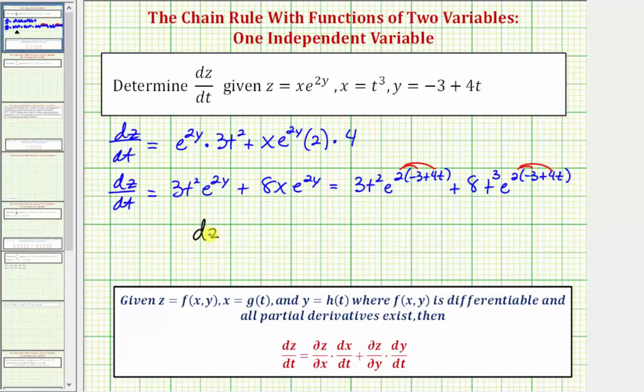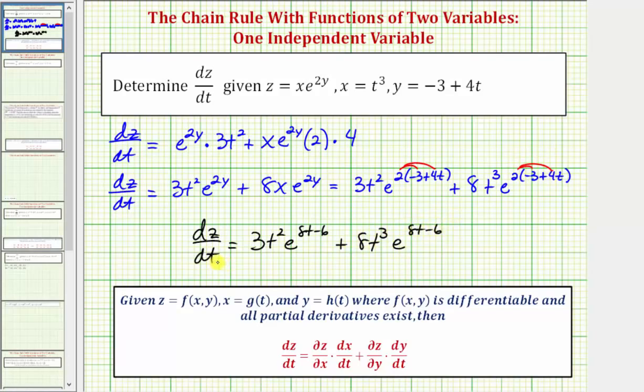So we have dz/dt is equal to 3t squared times e raised to the power, this would be negative 6 plus 8t, or 8t minus 6. Then we have plus 8t cubed times e raised to the power of, again, 8t minus 6.